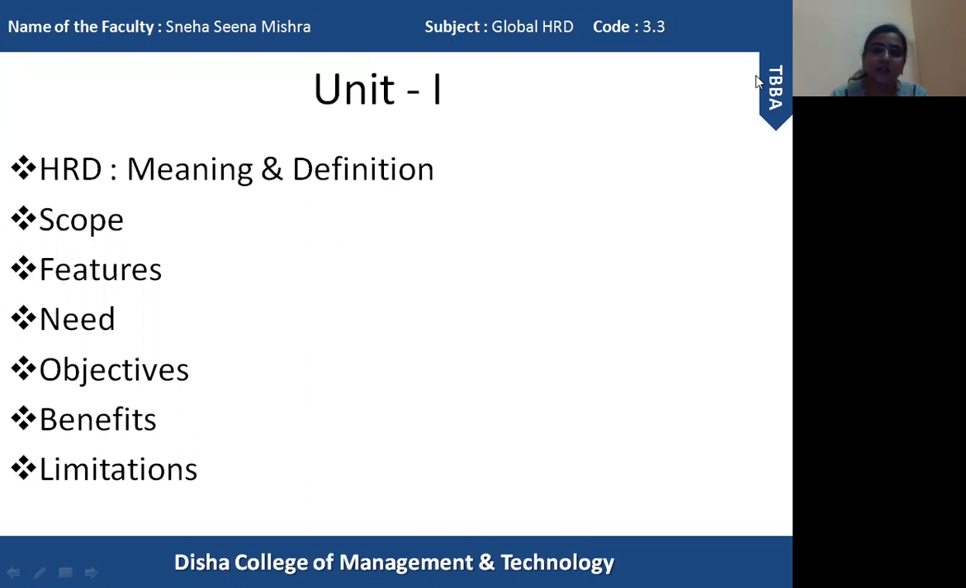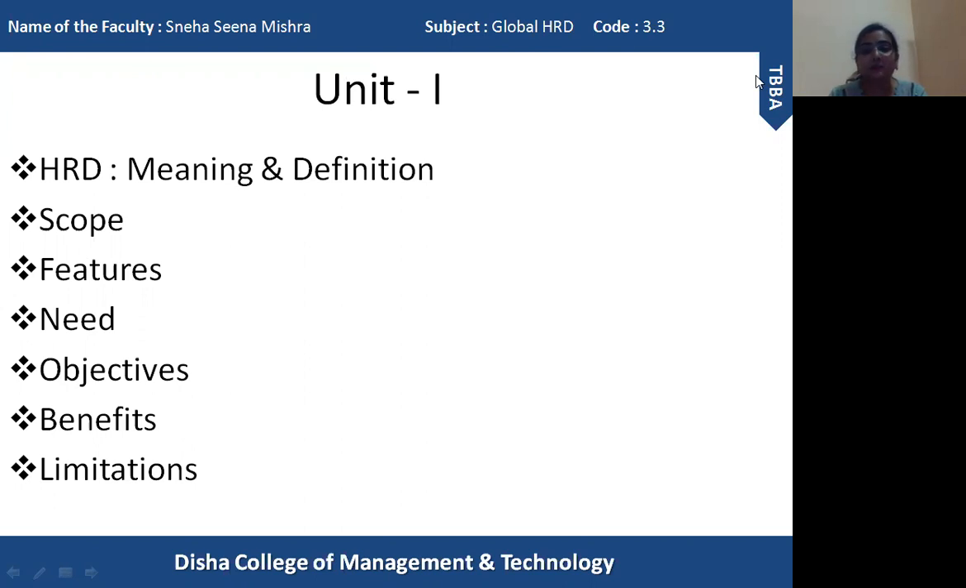Those kind of changes can be properly put to use if they have good human resource or a proper, efficient group of people. So these are the various benefits of HRD from the organizational point of view. From the employee side also it is very important, because they get a chance to improve themselves and enhance their capabilities.